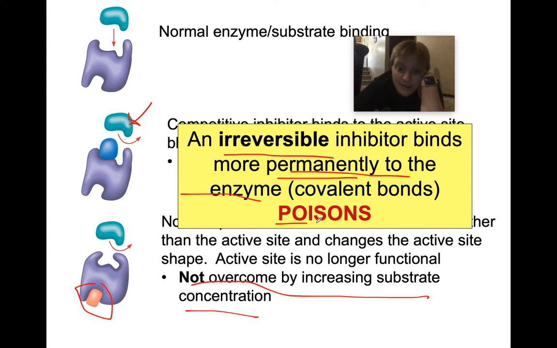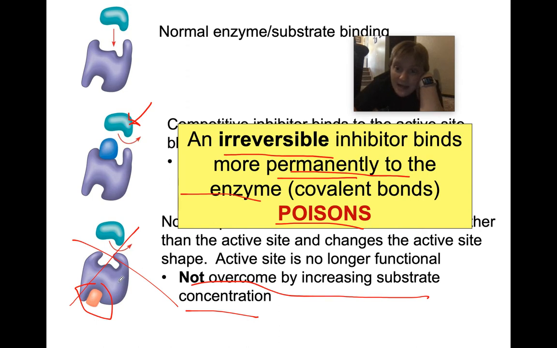Those would be poisons, okay? Any poisons that you ingest somehow usually kill you by becoming non-competitive inhibitors, or sometimes competitive inhibitors, but they bond permanently with covalent bonds. They're stuck there forever, and so this enzyme is destroyed, and you can't do an important chemical reaction. So the only way to overcome an irreversible inhibitor is to make more enzyme.